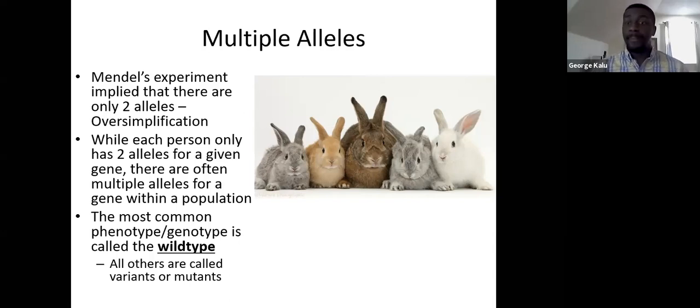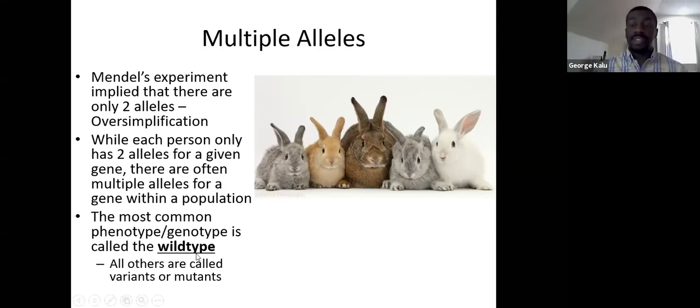So there's going to be multiple alleles in a population, usually more than just 2. Even though each person has 2 alleles for a given gene, because you're inheriting one from mom and one from dad, in the entire population there's going to be more than just 2 alleles present. And so we call the most common genotype or the most common phenotype the wild type.